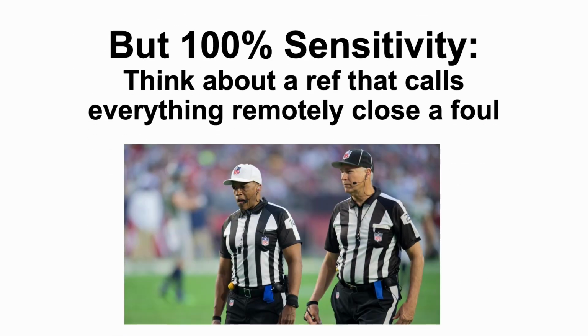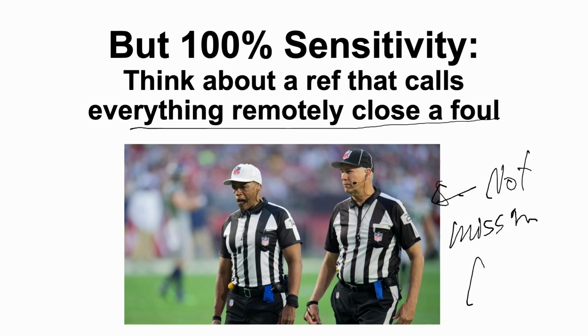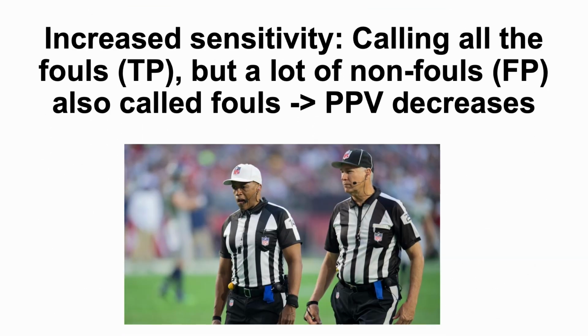So for sensitivity, you should think about a ref that calls anything that's remotely close to a foul. You could sneeze on someone and the ref will call it a foul. So you'll have great sensitivity because you're not going to miss any fouls. The problem is you're going to call a lot of phantom fouls, or fouls that aren't there, which is going to decrease your positive predictive value because you're going to call a lot of non-fouls as fouls.